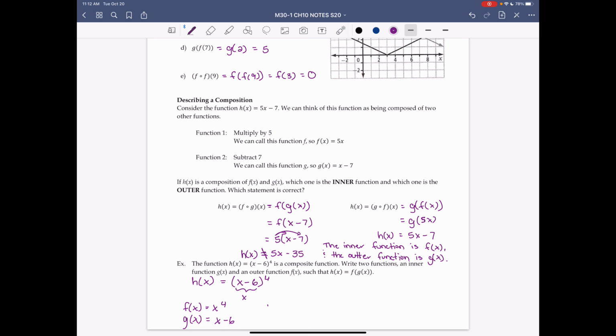then f of g of x equals f of, what is g of x? It's x minus 6. And then we sub x minus 6 into f of x. f of x is x to the power 4. So now instead of x to the power 4, we have g of x, which is x minus 6 to the power of 4, which is our h of x.